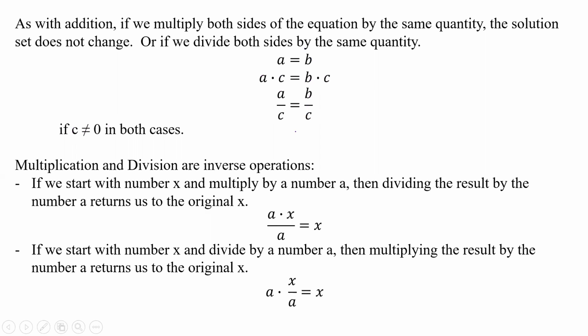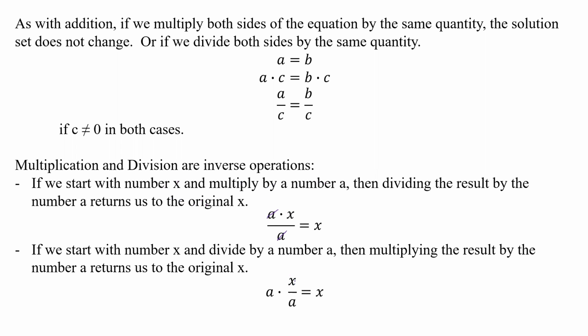Now, multiplication and division are both inverse operations. So if we start with a number x, and then multiply by some number a, and then divide that result by the number a again, that returns us back to the original x. How that works is, we start with x, and if we multiply by a, then we'll have ax. But then if we divide by a, those cancel, and we get x again. And so that's how it's working.